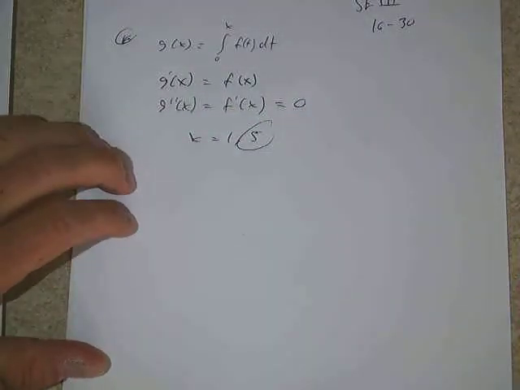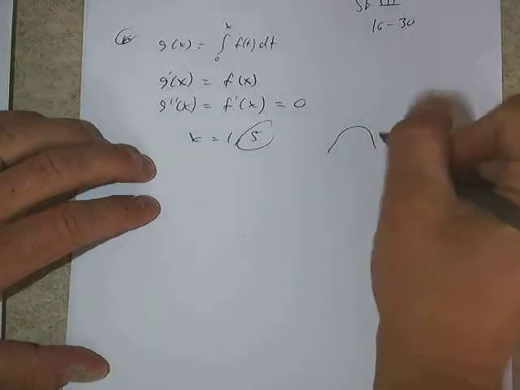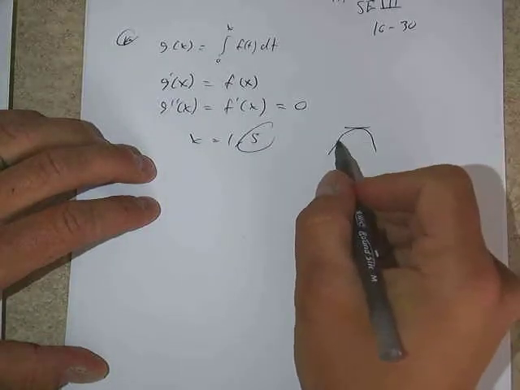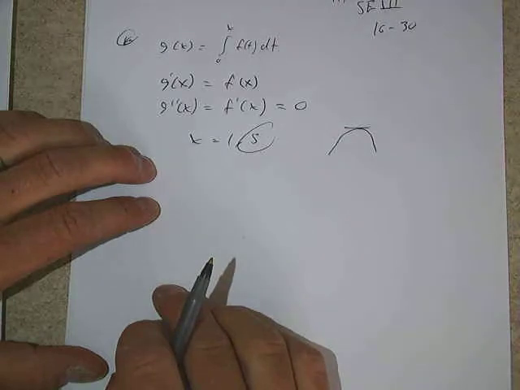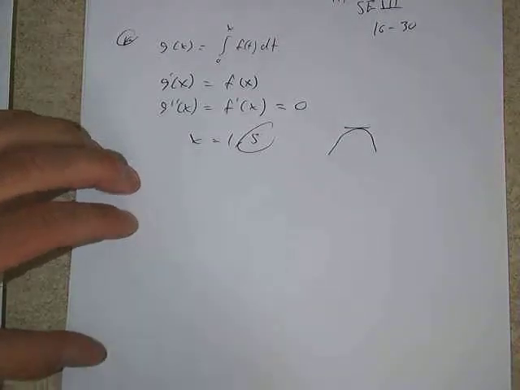So positive to negative would be at the 5 then, wouldn't it? Because at 5 we're going here. So slope's equal to 0. Slope goes from positive to negative at the maximum.